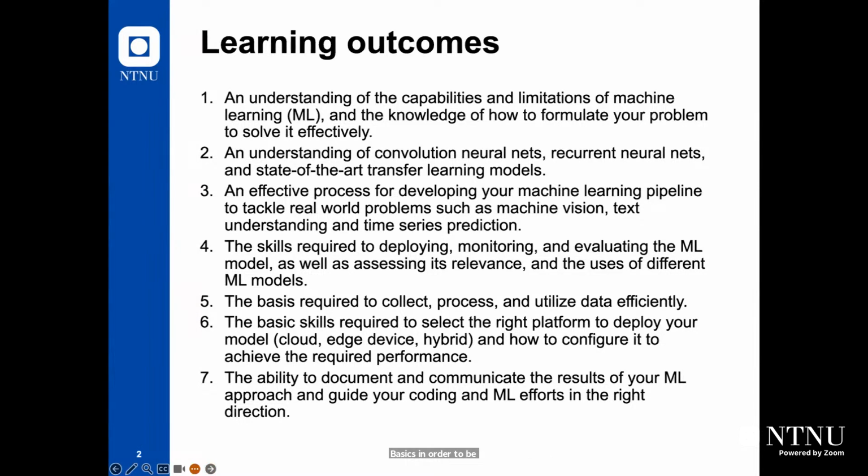So in this course, we have some learning outcomes. Point number one, we need to have good understanding of capabilities and the limitations of machine learning and the knowledge of how to formulate your problem to solve it effectively. It's very important. If you have a problem, you need to know which machine learning model we can use, for example, because today many people go for deep learning. It's not very important, in fact, to go for deep learning because deep learning is complex models and it will not help us to understand how decisions are made.